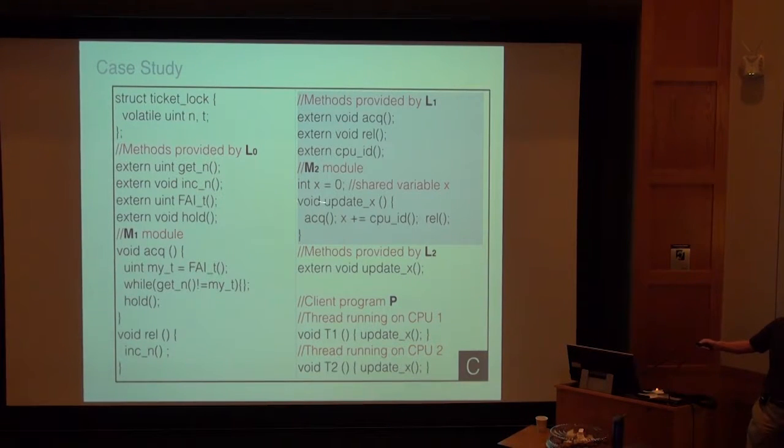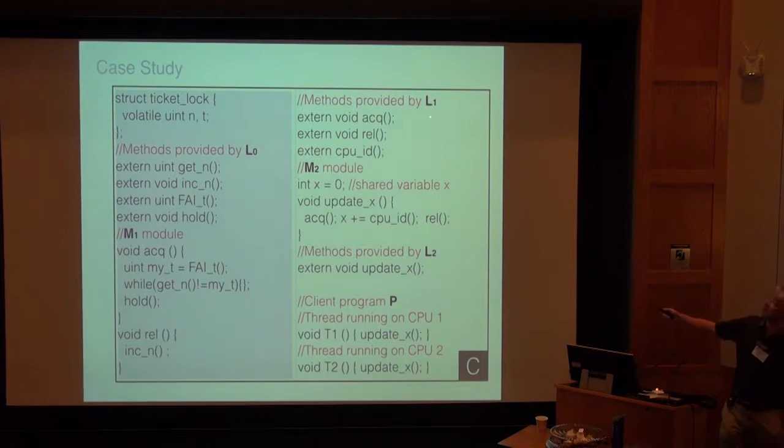So what void update X does: the M2 module has a private variable, well, it's actually a shared variable, X. Update X will first acquire the lock, which protects this value X, then increment X by the CPU ID. If the CPU IDs are 1 and 2, then one thread increments it by 1, and the other increments it by 2. Okay, and then release the lock. So that's what update X does. And you have two threads, each running on a separate core, calling this update X function.